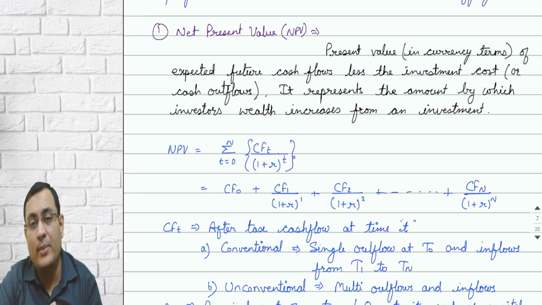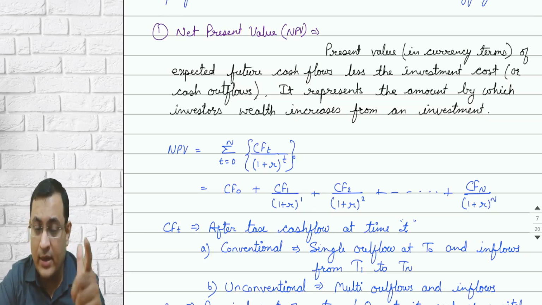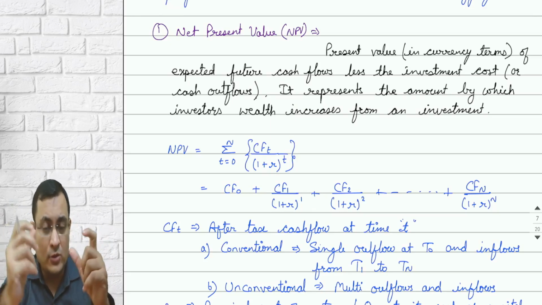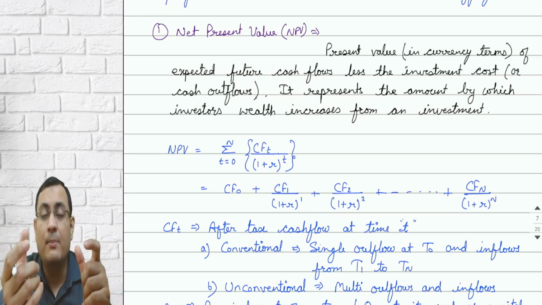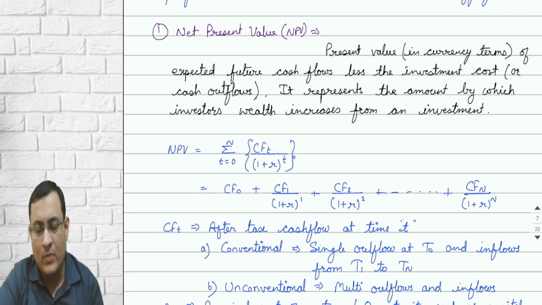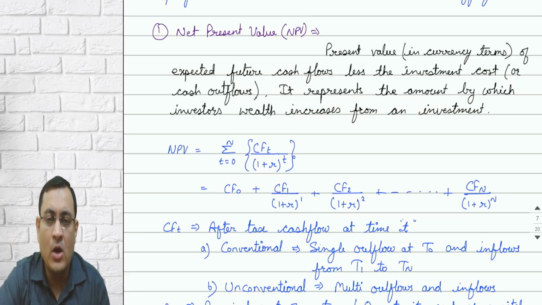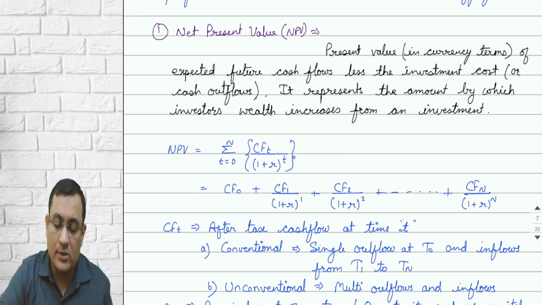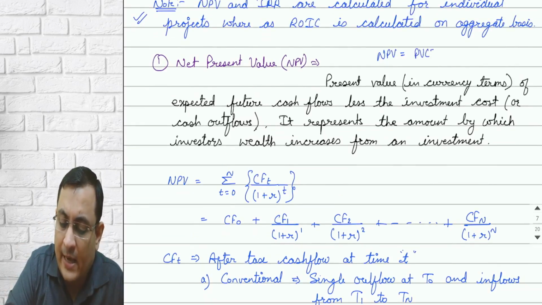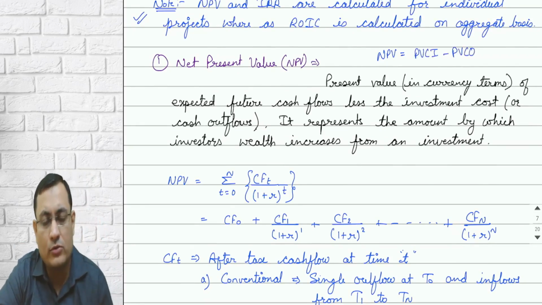And then what will we be doing? We will compare the inflows in present value terms, which are now relatively equal to the outflow, which is also in terms of present value. So this present value of cash inflow will be compared with the present value of cash outflow. And if there is any difference, an excess getting generated, that excess is called NPV, net present value. So what is NPV? NPV equals PVCI, present value of cash inflows, minus PVCO, present value of cash outflows.